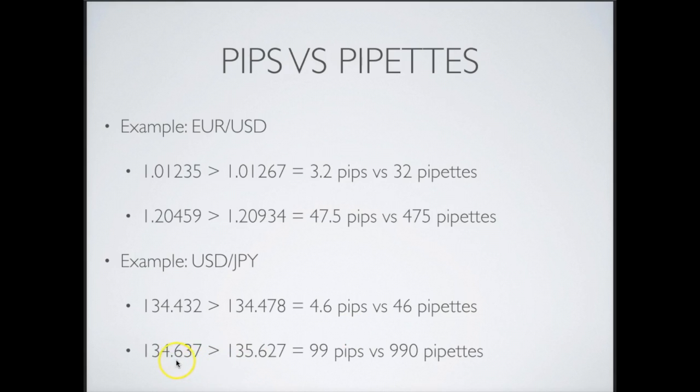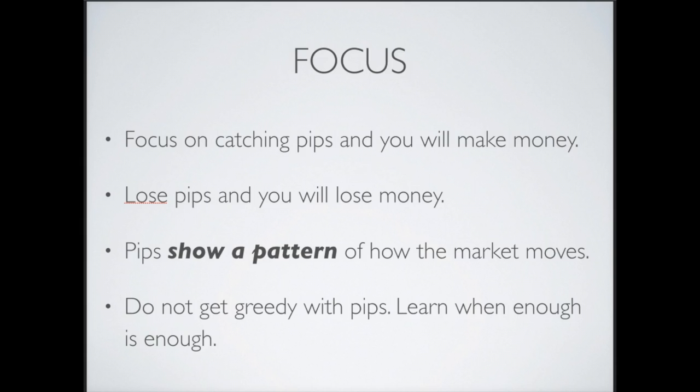Let's go right here. You take this number and you be careful. You see this 4 is different from the 5, and then you subtract them. You get 990 pipettes, or 99 pips. So it's very, very important to make sure you understand this.